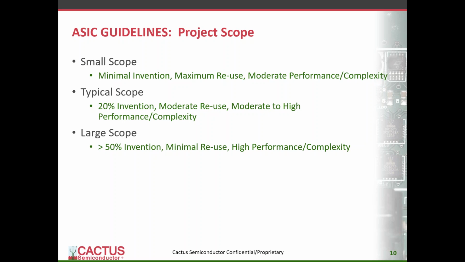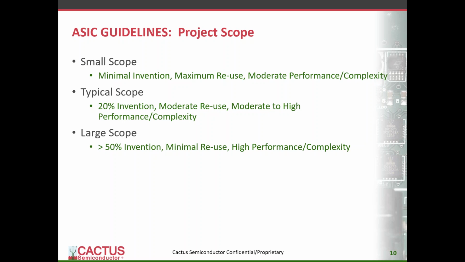A typical scope, well, we're going to have some invention, maybe let's say 20%, some reuse, moderate to high performance and complexity. And in a large scope, a majority of the ASIC is invention, new, something that hasn't been done. Likely hasn't been done before, or maybe it just hasn't been done by Cactus or your vendor. Minimum reuse and high performance and complexity.